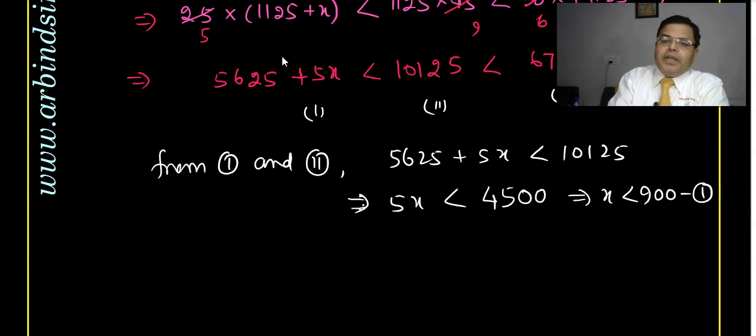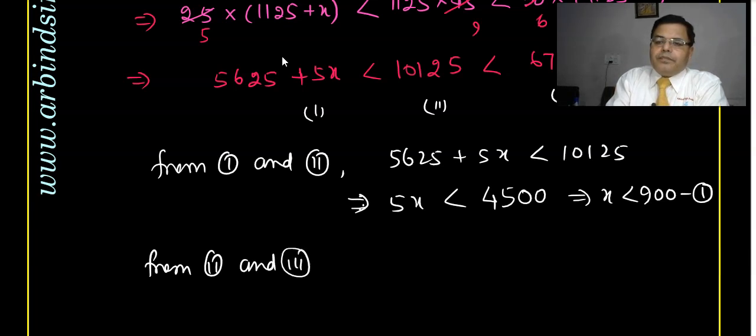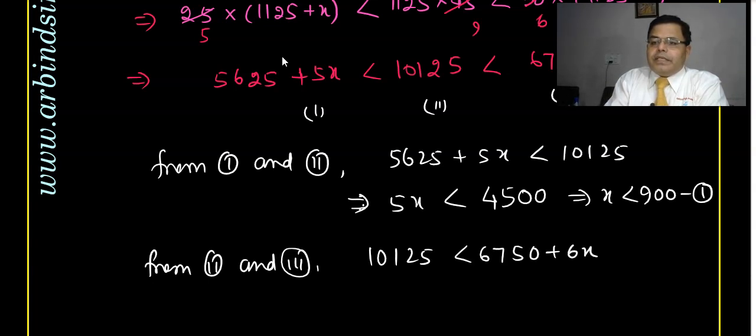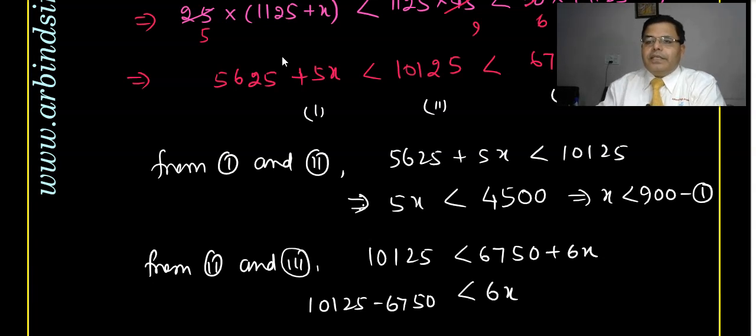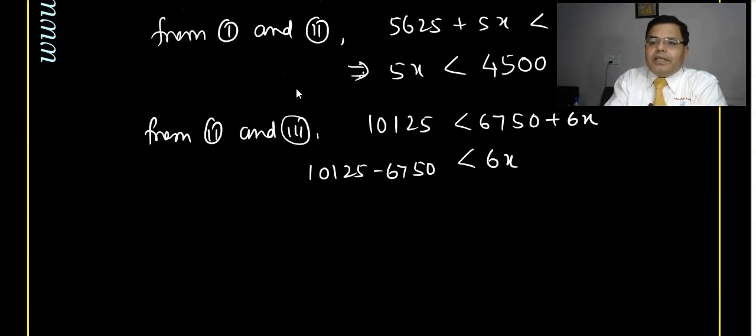This is the first one. Now from second and third we have 10125 is greater than 16750 plus 6x. So that will be 10125 minus 6750 is less than 6x. Isn't it? And further, it can be written as 5 and 12 minus 5 is 7 and 10 minus 7 is 3 and 9 minus 6 is 3, is greater than 6x. I hope you got it.